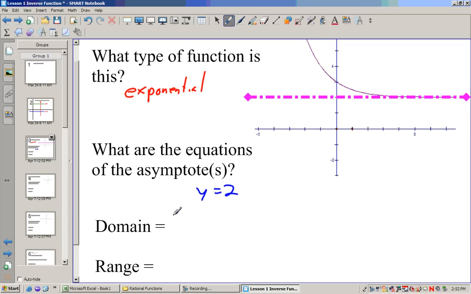Now let's talk about the domain and range of this function. The domain goes from negative infinity all the way up to infinity. The range starts at 2 and goes towards infinity, but doesn't touch 2. So we go from 2 to infinity.